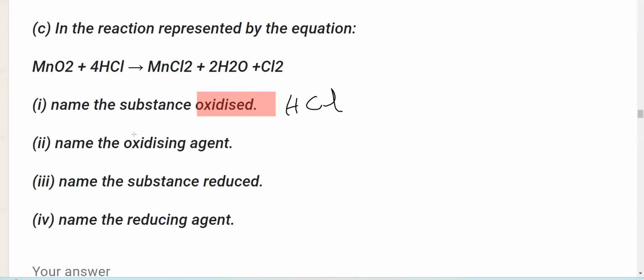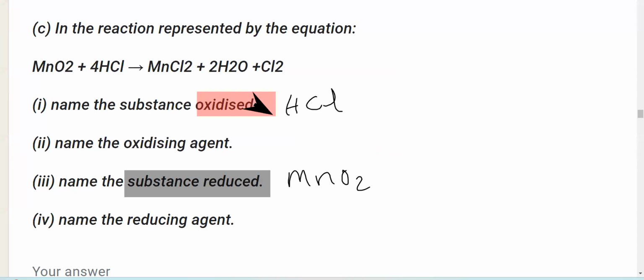Now, next they are asking for the oxidizing agent. So we can skip that as of now. Let's first find out the substance reduced. As I said, if this is getting oxidized, therefore the other one is getting reduced. So here MnO₂ is getting reduced. And as I said, they have a reverse relation. The substance oxidized is the reducing agent, and the substance getting reduced will be considered as the oxidizing agent.